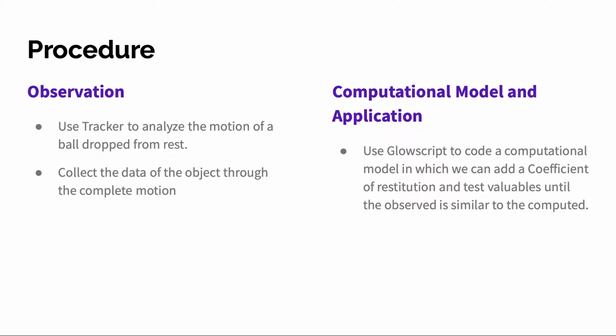So I will first take a video of me dropping an object and observe that motion in Tracker through the full range of motion, and then take that and put it into GlowScript, or extract the data and construct a computational model in which I will compare that with the observed model.